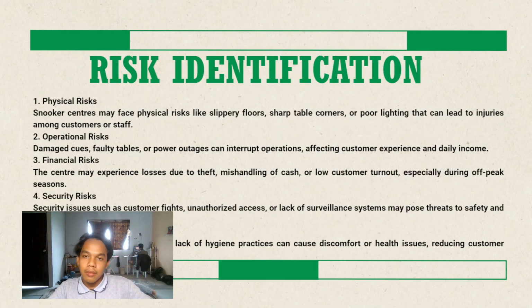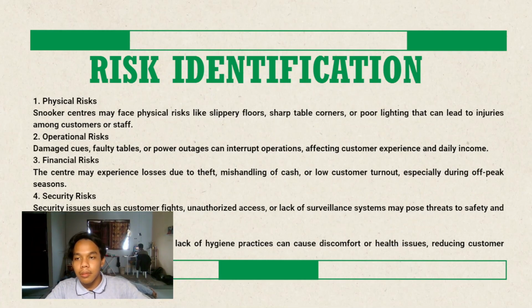Moving on to my next topic, which is risk identification. The first risk identified by this small business is physical risk. Snooker centers may face physical risks like slippery floors, sharp table corners, or poor lighting that can lead to injuries among customers or staff.